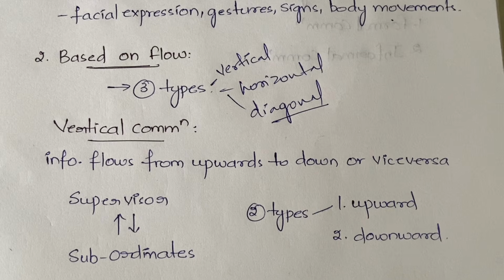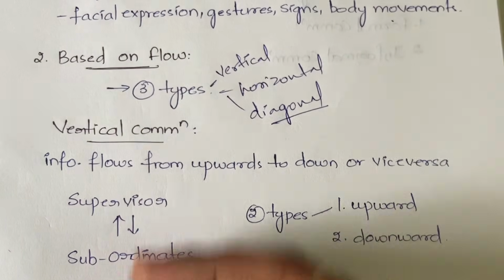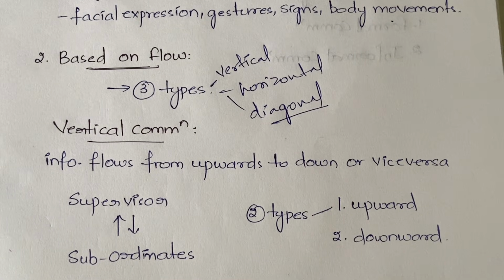For example, in your college, principal is there and you are the student, right? Who is in the higher level? Principal is in the higher level and the student is in the lower level. So the information is passing from principal to student or student to principal. So information is being passed from different levels. So supervisor to subordinate or from subordinate to supervisor, right? Information is not flowing between two people who belong to same level. It is flowing between two people who belong to different levels. That is called vertical communication.